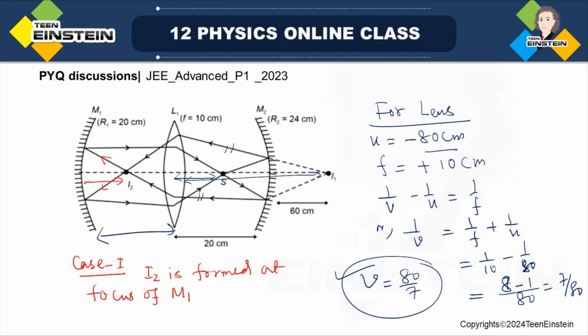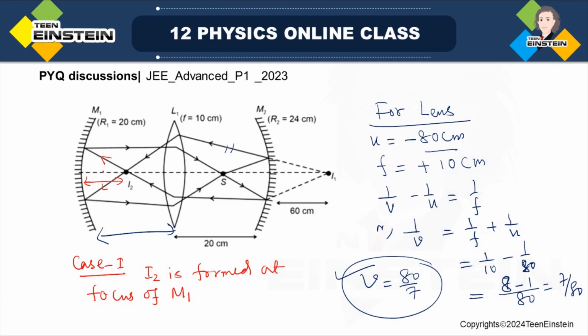If the source is at the focus of this mirror M1, then the rays after reflection will be parallel to the principal axis, and these parallel rays will be refracted by the lens. After refraction they will form the image at the focus of the lens itself. And see, the source is actually sitting at the focus of the lens. So this is how the final image can form here, and the rest of the thing traces the same way. Alright, so this is one situation.